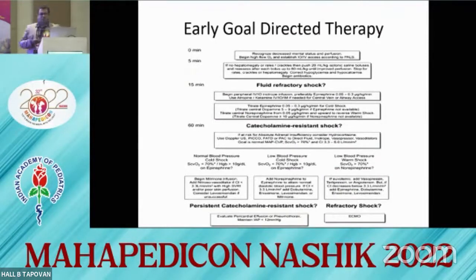So this was the early goal directed therapy, which has been there since last 20, 25 years. And these were the targets given to us when we were learning critical care. This chart in a broad sense has remained the same. However, there have been many changes over a period. So we need to give fluids, how much and when to give, that has been changing. We need to start on catecholamines, how much and which to give, it has been changing. So we'll just go through that shortly.